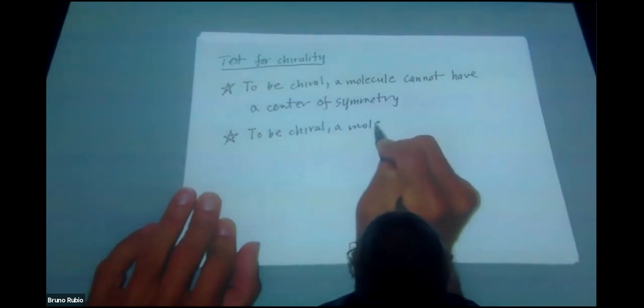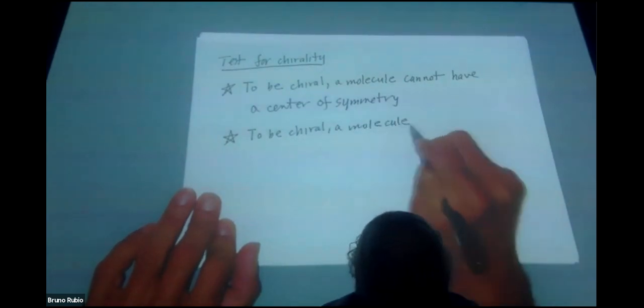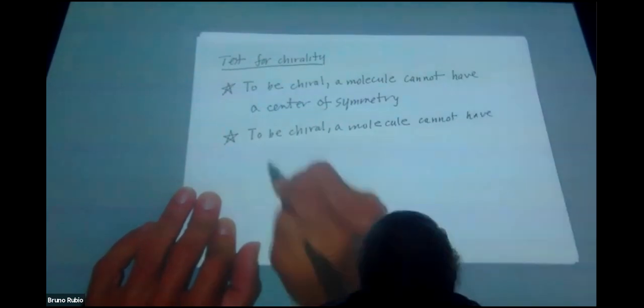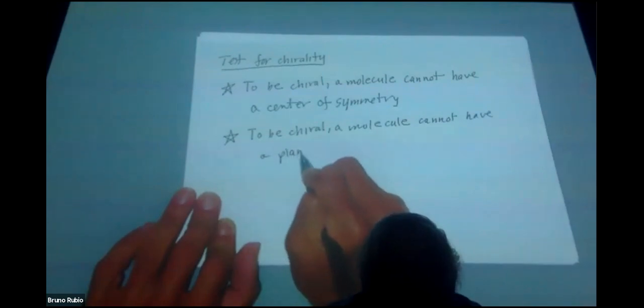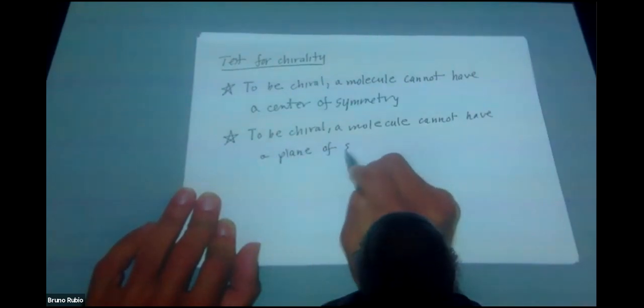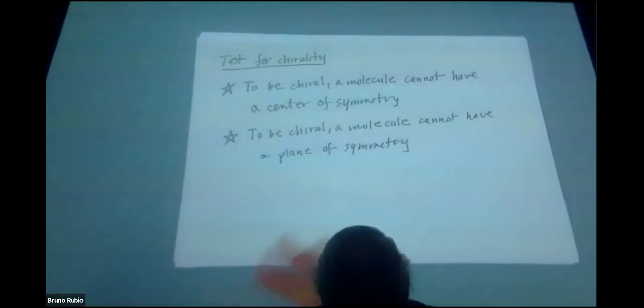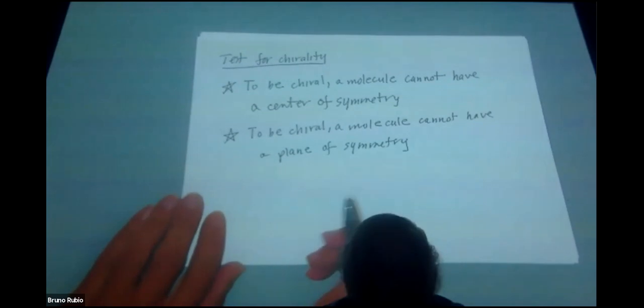Okay, to be chiral, a molecule cannot have a plane of symmetry. Okay, what's that? We'll talk about what a plane of symmetry is, but if a molecule or an object or your body or whatever has a plane of symmetry, it can't be chiral.